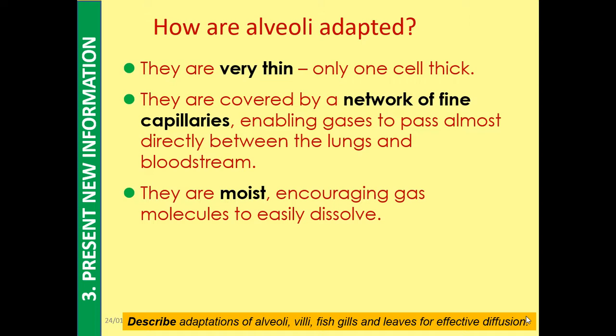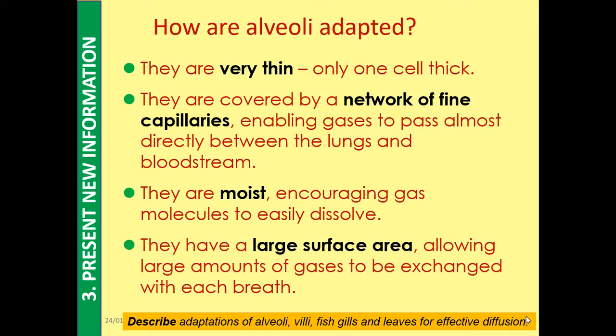Moist, the particles don't just move across as gases, they have to be dissolved in a liquid, so the moisture around it allows the gases to dissolve, and then that's how they move across from one side to the other by diffusion. And they've got a massively large surface area. We think of the alveoli as looking almost like broccoli or a bunch of grapes, okay? Massive surface area to enable lots of gases to move backwards and forwards and make it a really efficient mechanism.